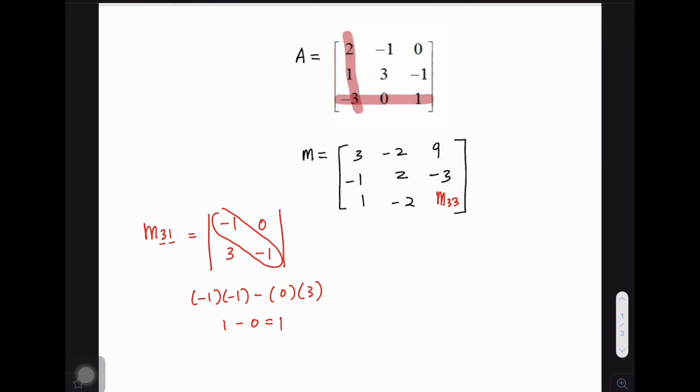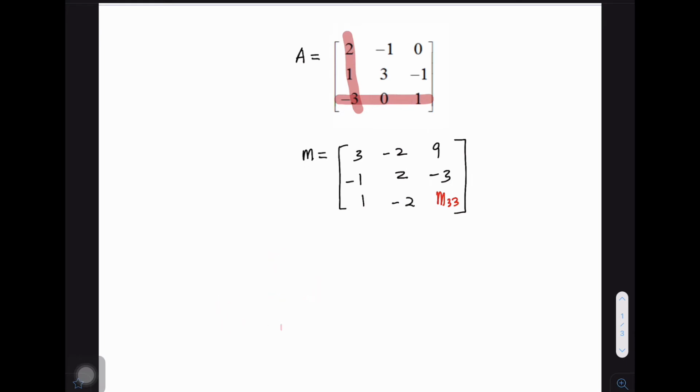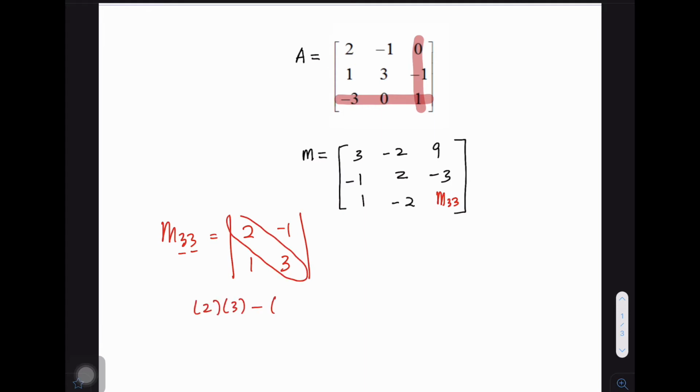And then the last one is M33. So you want to find the element for M33. How to find M33? We need to delete row number 3, column number 3. Let's delete row number 3 and column number 3 here. So you need to find the determinant of 2, 1, negative 1 and 3. So 2 times 3 minus negative 1 times 1. So you have 6 minus negative 1, which is 6 plus 1 equal to 7. So M33 is equal to 7.